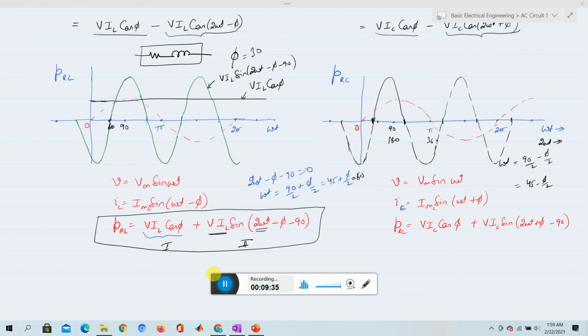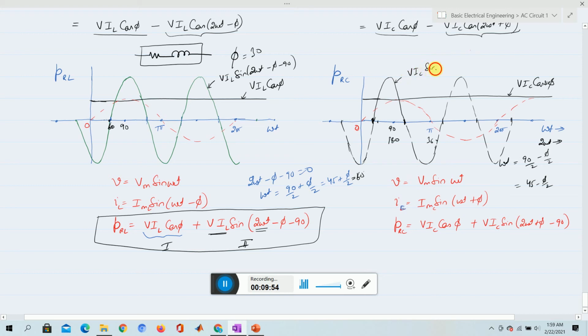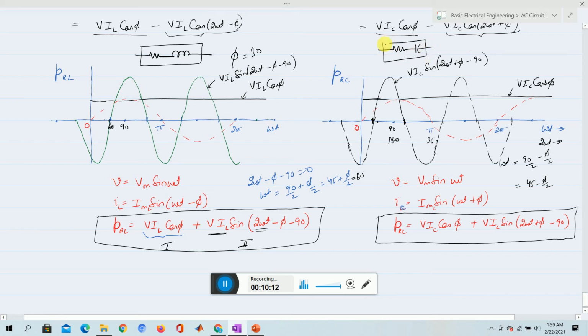So the power waveform is drawn, and the other one, VI cos phi, is also drawn over here. So we have a term VI C cos of phi, which is a positive quantity, and another quantity VI C sine of 2 omega t plus phi minus 90. We try to interpret this equation in terms of the waveform and see what power is observed if there is an RC load.